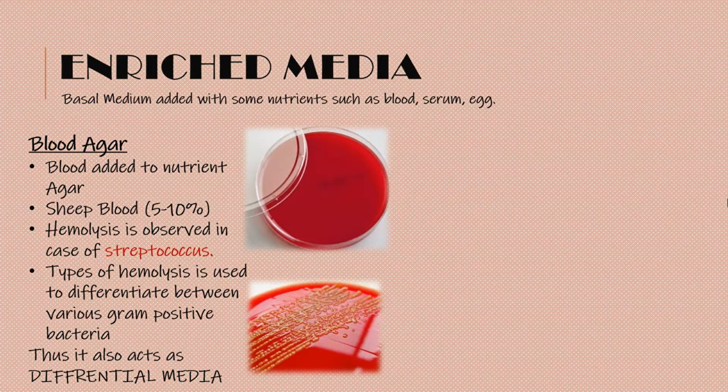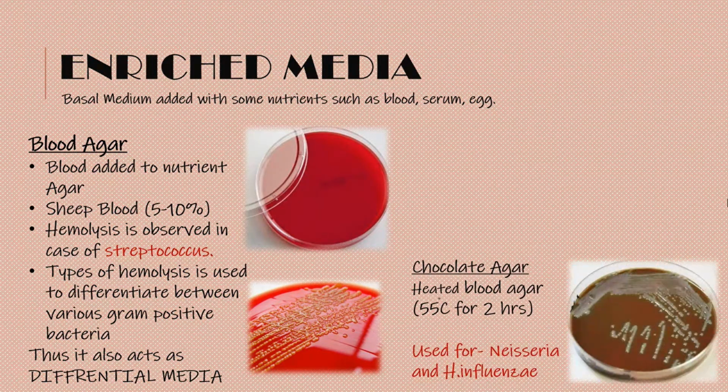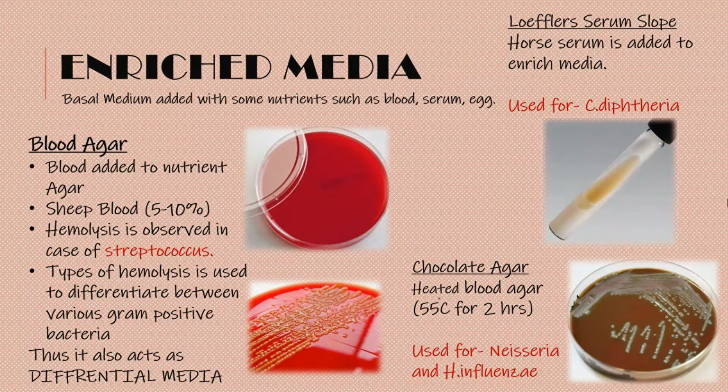Hemolysis is observed in case of streptococcus. Different types of hemolysis is used to differentiate between various gram-positive bacteria. Thus, blood agar also acts as differential media. The chocolate agar. It is prepared by heating the blood agar for 2 hours at 55 degrees centigrade. It is used for isolation of Neisseria species and Haemophilus influenzae. The Loeffler serum slope. In this media, horse serum is added to enrich it. It is used for the isolation of Corynebacterium diphtheriae.